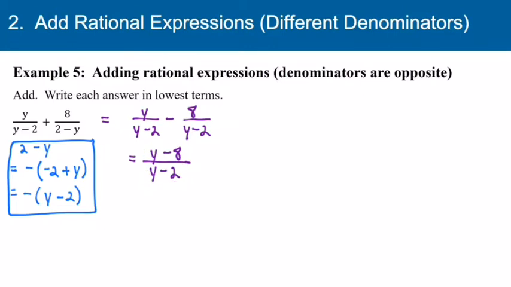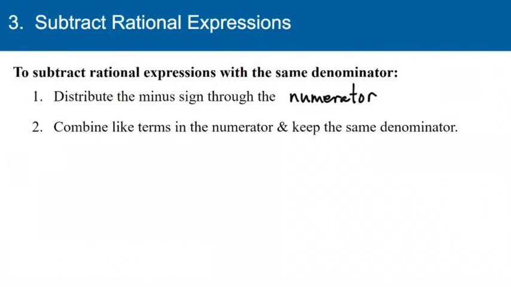But I want you to see here that changing the order of the subtraction cost us a negative, which changed our plus to a minus. You can always do that. You can always change the order of subtraction by putting that negative out here as a sign change. Okay, now we're going to talk about subtraction.